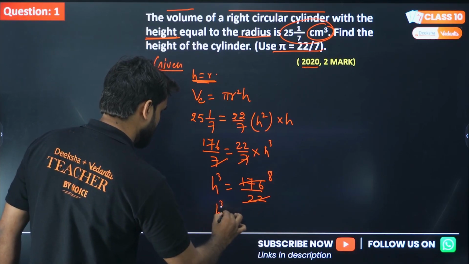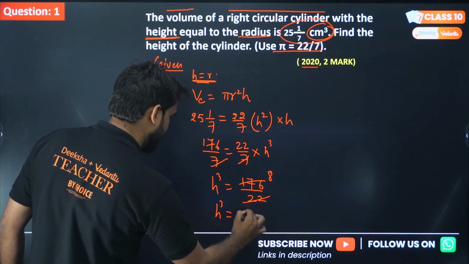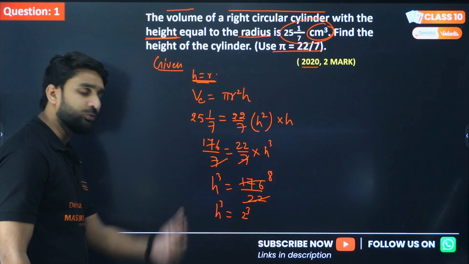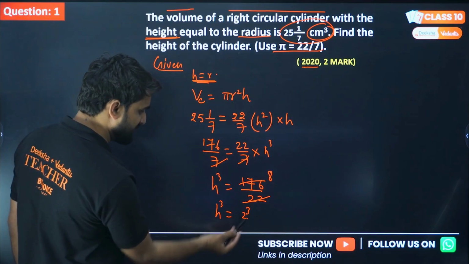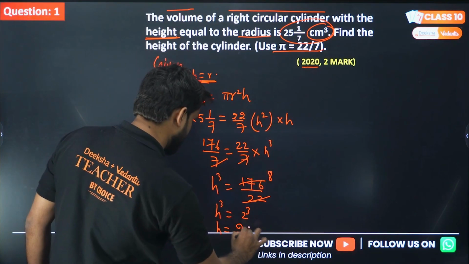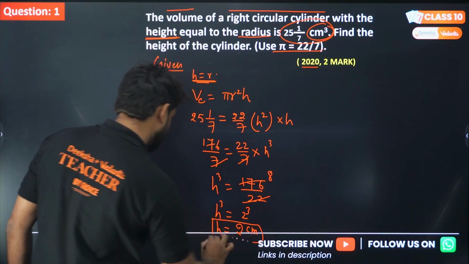So h cube will be equal to 8, and 8 can also be written as 2 to the power 3, because 8 is the cube of 2, right? So here is h cube, here is 2 cube. So h will become equal to 2 centimeter. So this is the answer.